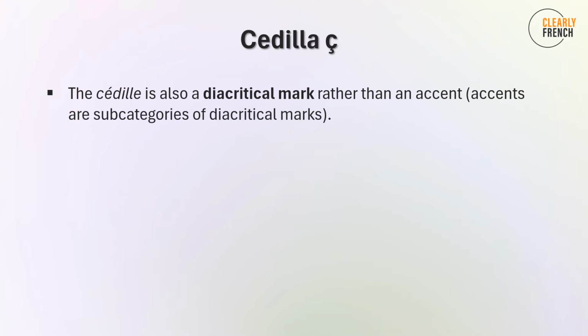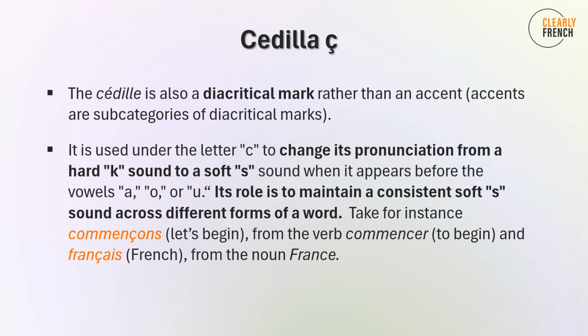The cedille is also a diacritical mark rather than an accent. As we said before, accents are subcategories of marks. It is used under the letter C, just as it was originally, to change its pronunciation from a hard K sound to a soft S, when it appears before the vowels A, O, or U. Its role is to maintain a consistent soft S sound across different forms of the same word. Take, for instance, commençons, let's begin, from the verb commencer, to begin, and français, French, from the noun France, the country.